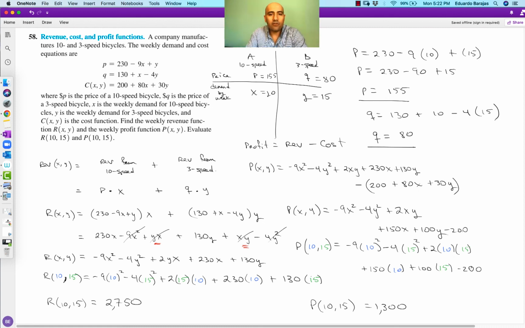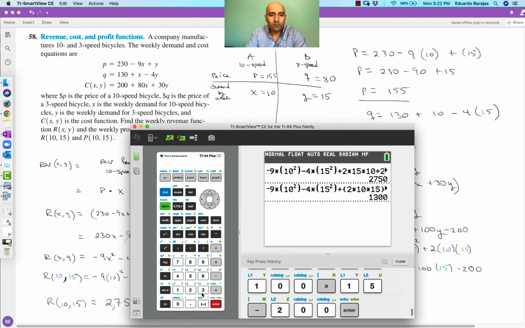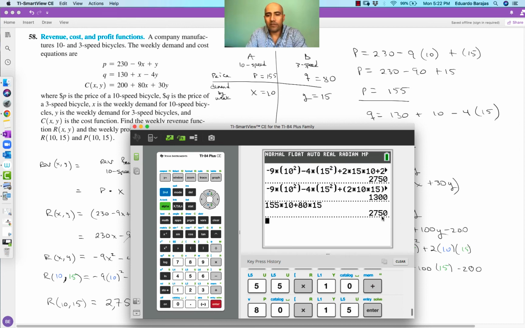We could also confirm that number by multiplying these values, right? We made 10 units at $155 each. So we can come back over here and confirm that number. It would be 155 times 10. This is the total amount of revenue collected from the 10 speeders, plus 80 times 15. And we get the same value, $2,750. So that's the total revenue collected.